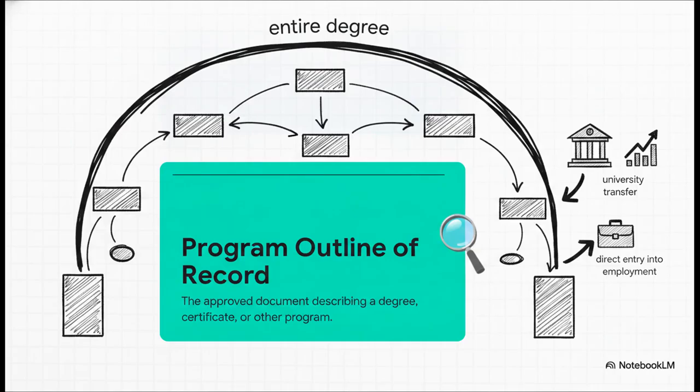Okay, zooming back out slightly, we hit another rapid-fire definition, the POR, or Program Outline of Record. So if the COR defines a single course, the POR describes an entire degree, certificate, or academic program. It outlines the whole program's purpose, the required courses, elective options, and the recommended sequence to take them in. Basically, it shows how individual courses string together into an approved, logical sequence designed for a student's ultimate transfer to a university or direct entry into the workforce.